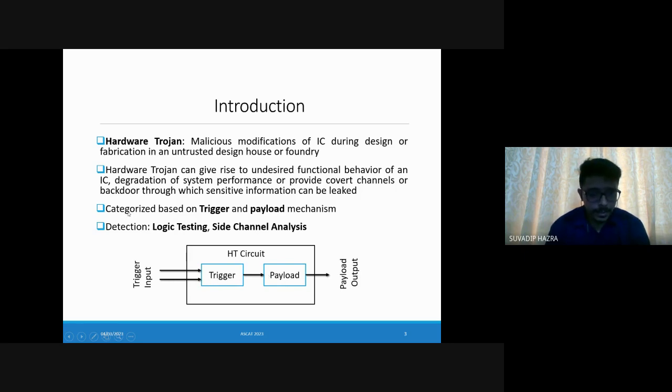So basically, hardware Trojans are categorized based on two mechanisms, that is trigger, the activation of the Trojan, and payload, that is the effect of the hardware Trojan. And conventional ways to detect hardware Trojans are of two types, that is logic testing, and another one is side-channel analysis. In case of logic testing, a test vector is generated to activate some unknown Trojan and propagate the Trojan effect to the output port and observe it. And in case of side-channel analysis, a golden IC is required to observe some difference in certain parameters like path delay, power consumption, etc.